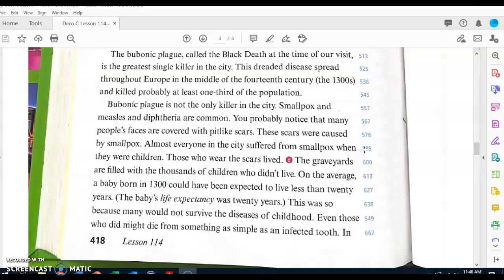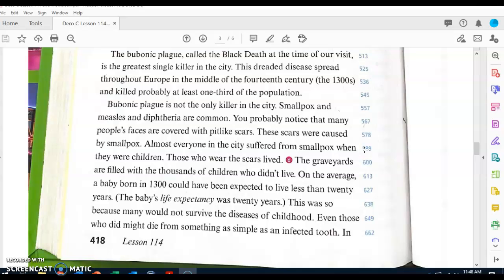Bubonic plague is not the only killer in the city. Smallpox and measles and diphtheria are common. You probably noticed that many people's faces are covered with pit-like scars. These scars were caused by smallpox. Almost everyone in the city suffered from smallpox when they were children. Those who wear the scars lived. Listen to question number 6.